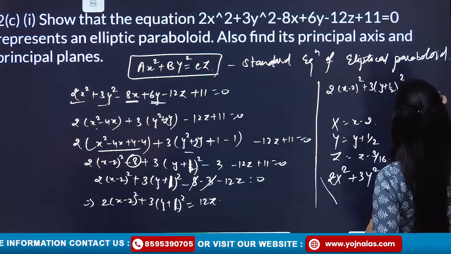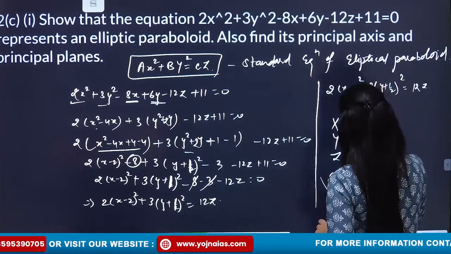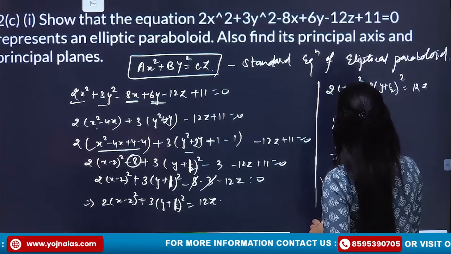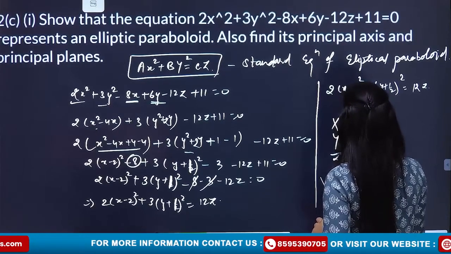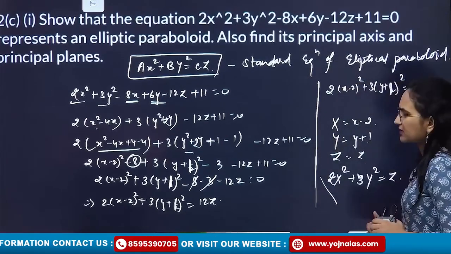12z, that is equal to z, y is equal to y plus, this is going to be y square. This is the answer.